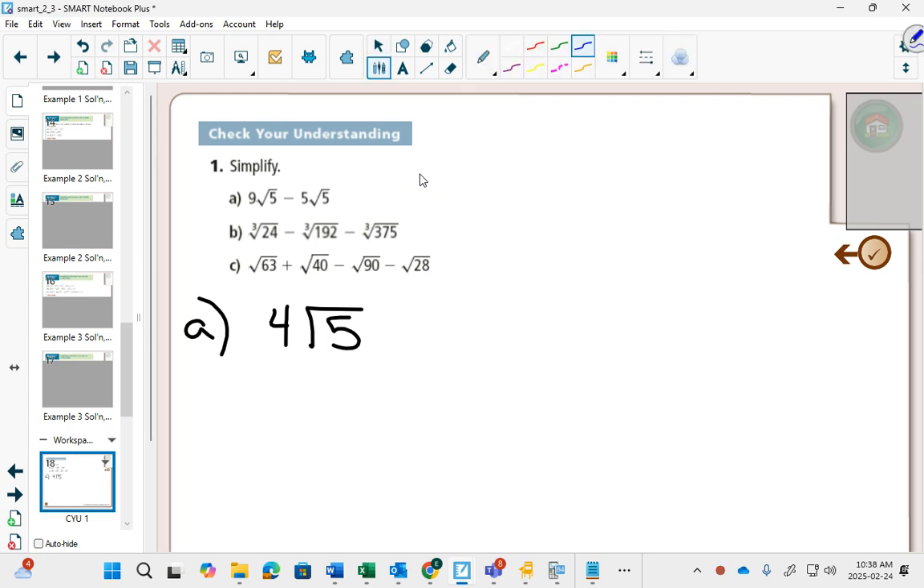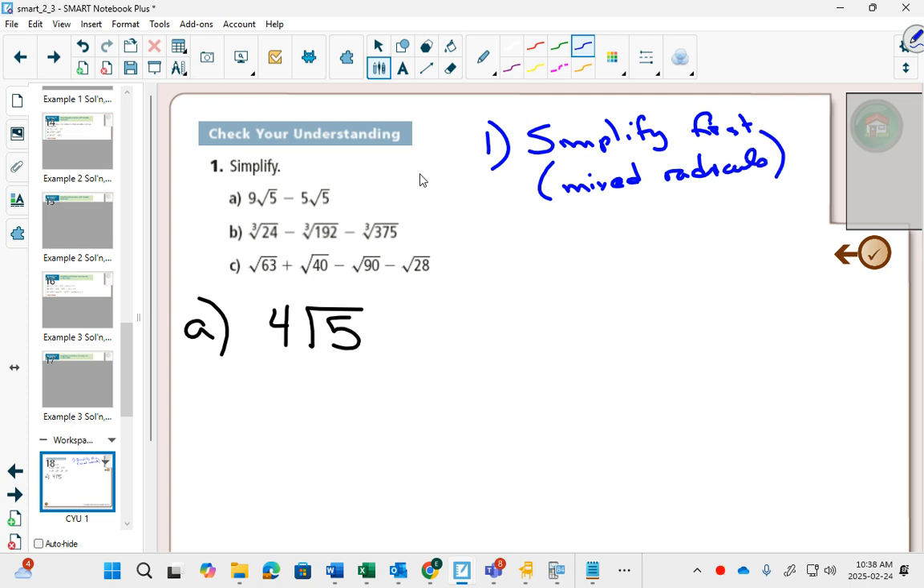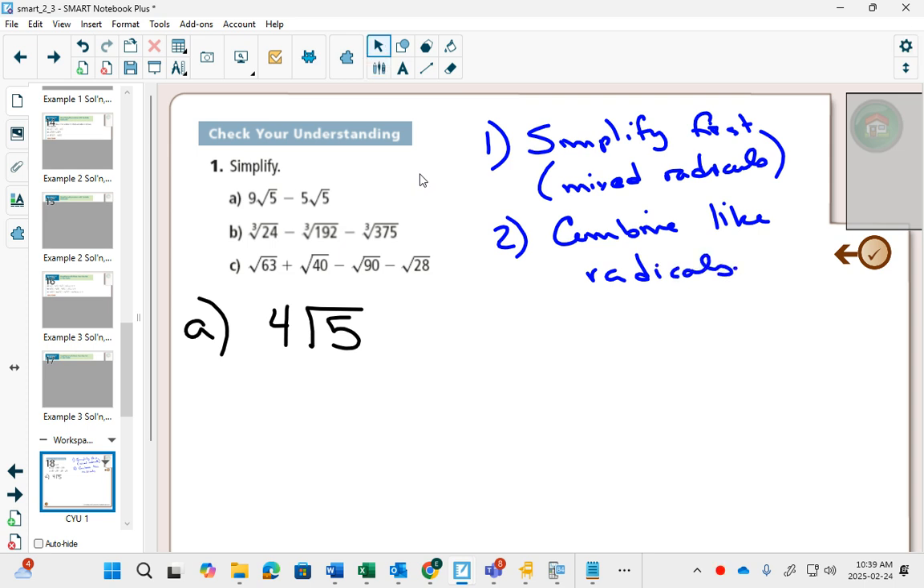So one of the things we're going to notice is we're going to have to often simplify first. In part A, it was already simplified. They were already like radicals. You could move them together. But often we have to simplify first, which means write things as mixed radicals, and then we can combine like radicals after that. And this is like finding, from that activity we did at the beginning, what family something belongs to. We learned that square root of 8 was part of the root 2 family, because it was 2 root 2's. So this idea of simplifying is finding what family something belongs to.